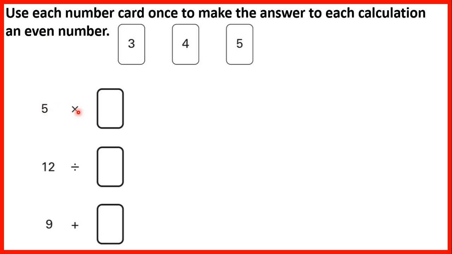So we have 5 times something, and our answer needs to be an even number. Now 5 times 3 is 15, but that ends in a 5, so that's odd. 5 times 4 is 20, and that's an even number because 20 ends in a 0. 5 times 5 would be 25, but that would be an odd number because it ends in a 5. So the card we need to use here is the 4. Now we have 12 divided by something.